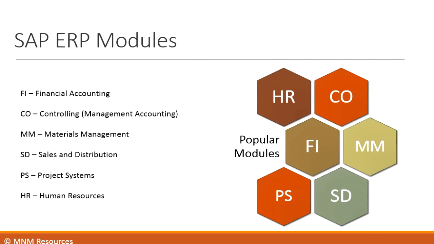Let's look at the SAP ERP modules. SAP has many modules. The most popular ones are the FI module, financial accounting, CO module, controlling, MM for materials management, SD for sales and distribution, PS for project systems, and HR for human resources.